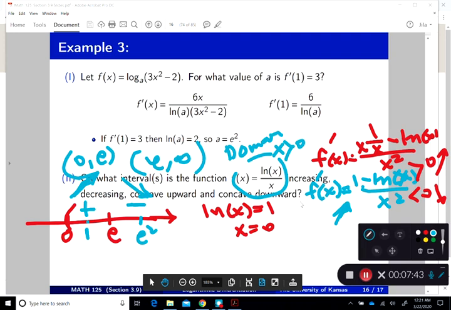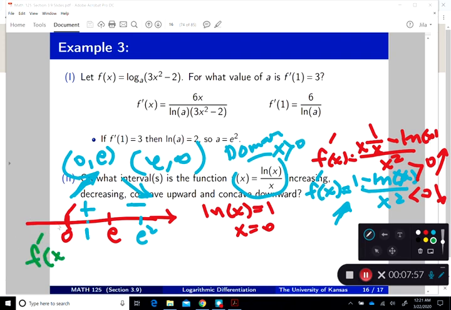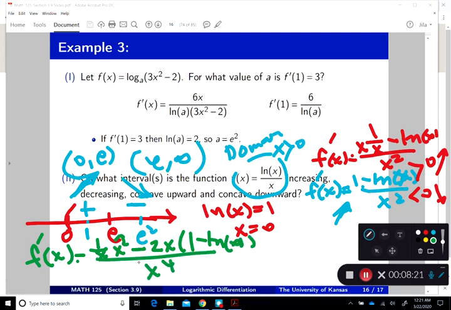Now we have to take the second derivative to basically find the concavities of the function, and I'm trying to take the second derivative over here. The derivative of f prime of x is going to be the derivative of the top, which is 1 over x times x squared, and then minus the top times the derivative of the bottom, 2x times 1 minus natural log of x, divided by x to the power of 4.